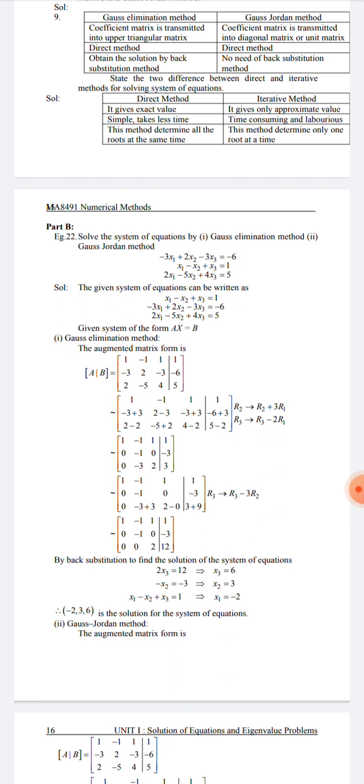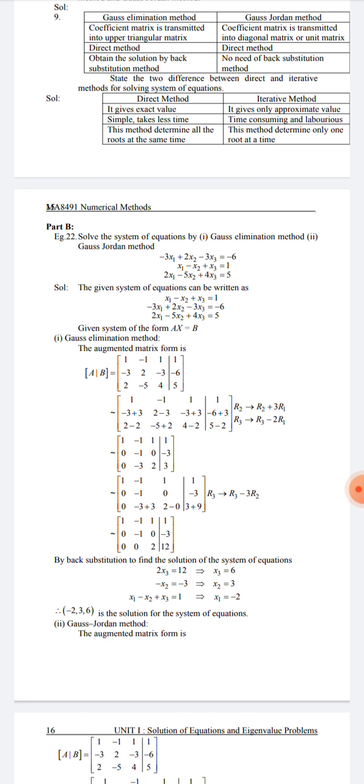See here, in the first equation you have x1 minus x2 plus x3 equal to 1. So 1, minus 1, 1, and your right hand side is 1. In the second equation the coefficients are minus 3, 2, and again minus 3, and the right hand side is minus 6. And see the third equation, here it is 2, minus 5, 4, and your right hand side is 5. So this is how to write the augmented matrix.